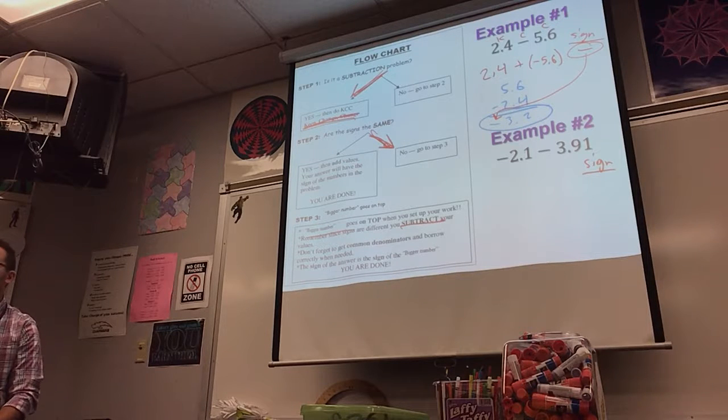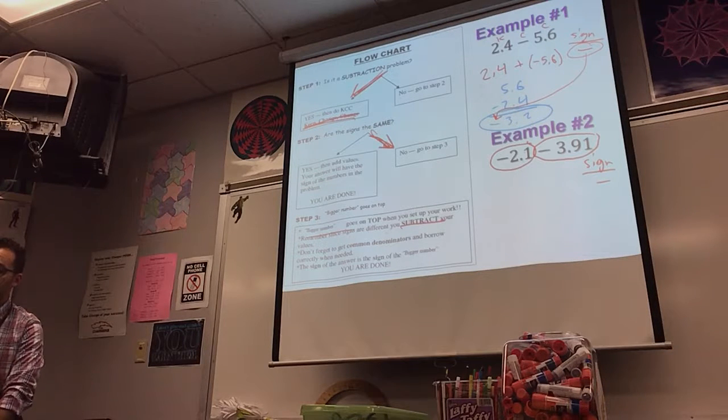All right, guys, what's the sign of our answer going to be for this one? Negative. It's going to be negative. I'm going to use the circle method on this one, because I want to. I'm going to do a keep, change, change, and a circle method. So this is a subtraction problem, yes. So we did circle method.